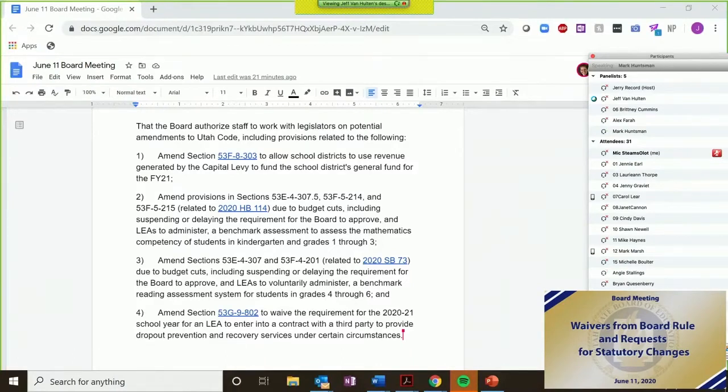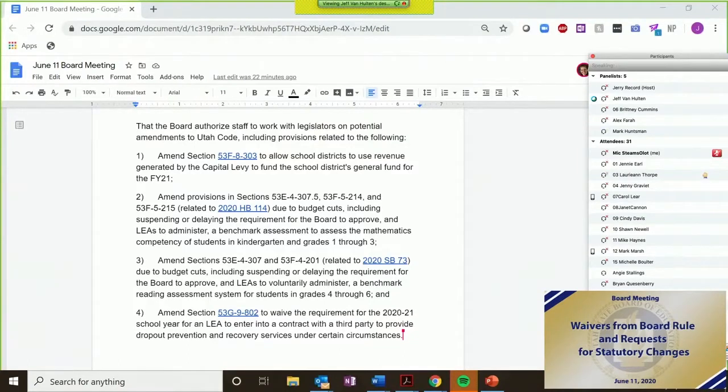Okay, any other questions from board members? So the staff recommendation for the motion was that the board direct staff to work with legislators to make the recommended changes to statute. At this time, any board members want to make a motion? I'm looking for hands.